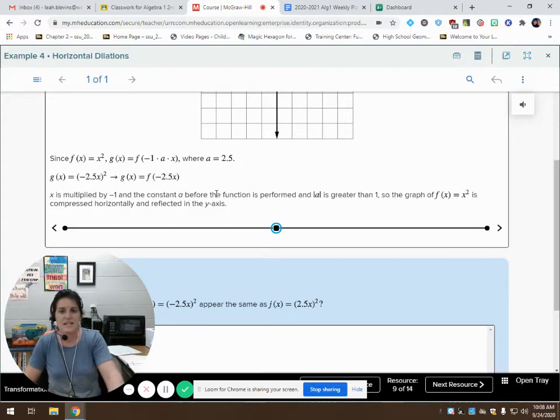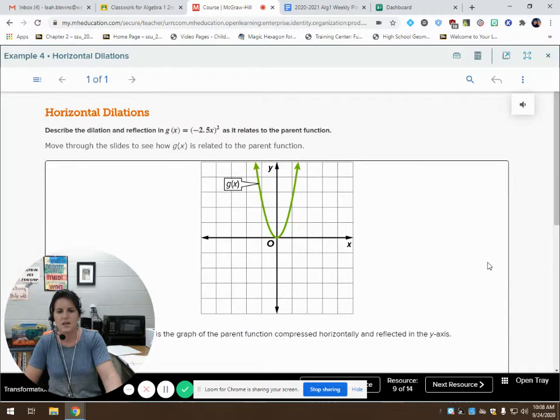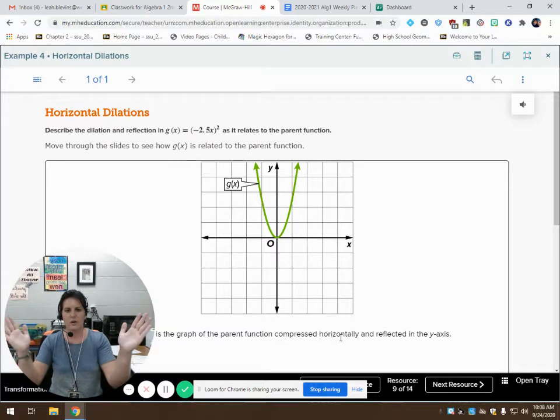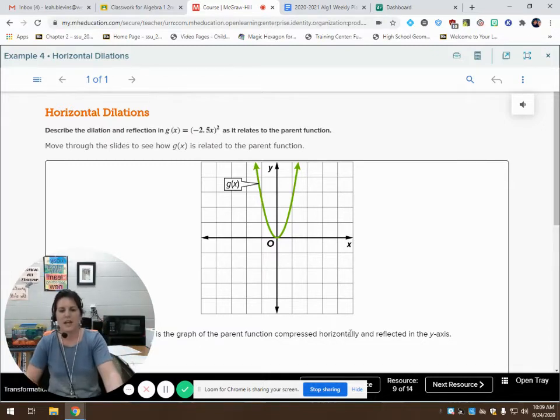We have the constant a is greater than 1 if we take the absolute value of it. So if we look at it like this, we have -1 times a times x, so that a is 2.5, which is greater than 1. So that tells me that it's being compressed horizontally and being reflected across the y-axis. So here is my graph that shows a horizontal compression and a reflection across the y-axis.